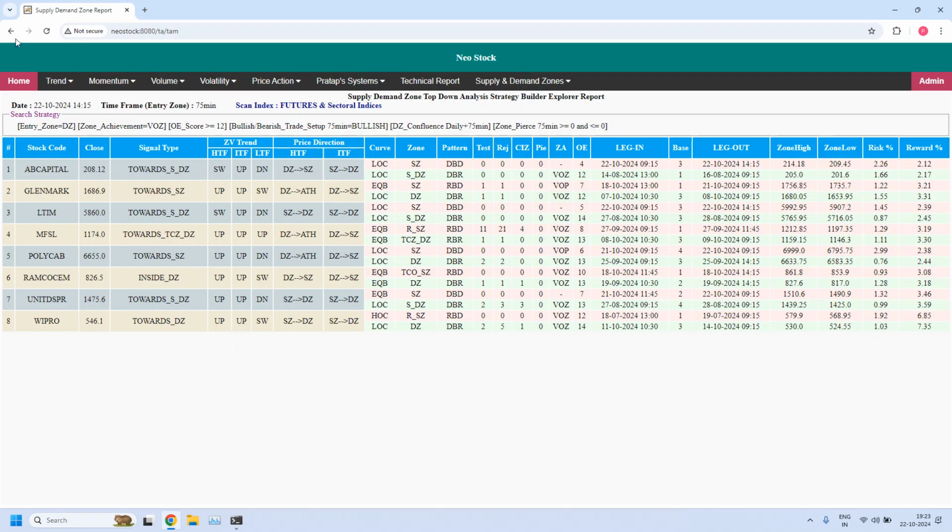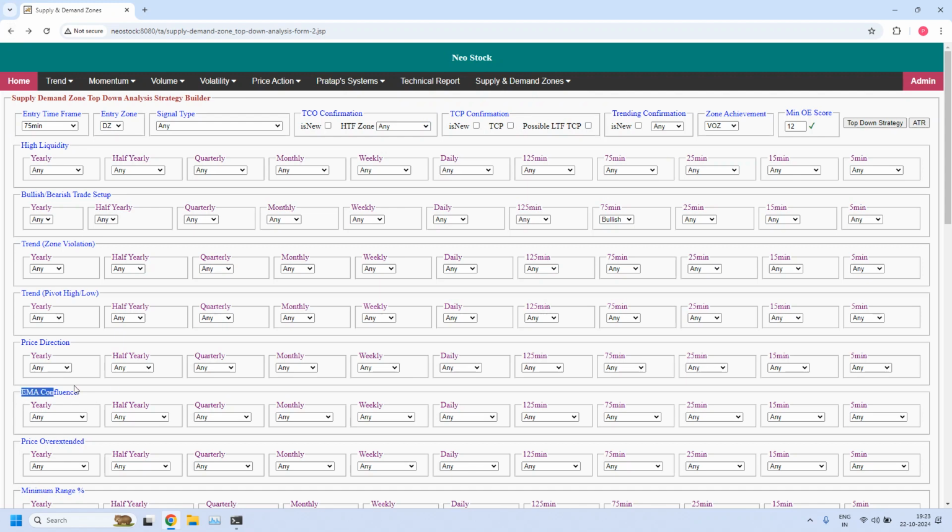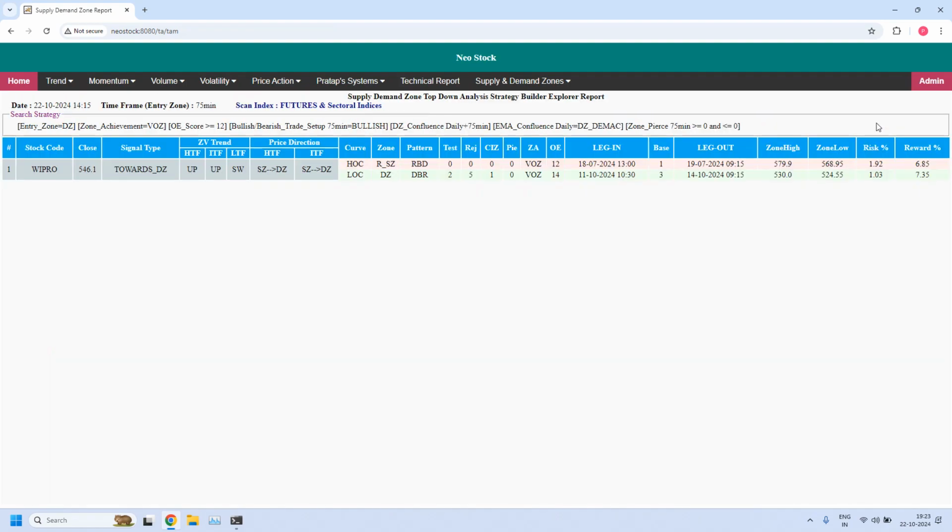EMA confluence we can verify. In the EMA confluence at daily time frame, because the 75 minute zone is part of the daily zone, if the daily demand zone is having daily EMA confluence, it's a high probability setup. Let's verify. We got one stock. This 75 minutes demand zone is having confluence with the daily demand zone, and also the daily zone is having daily EMA confluence. It's a high probability setup.